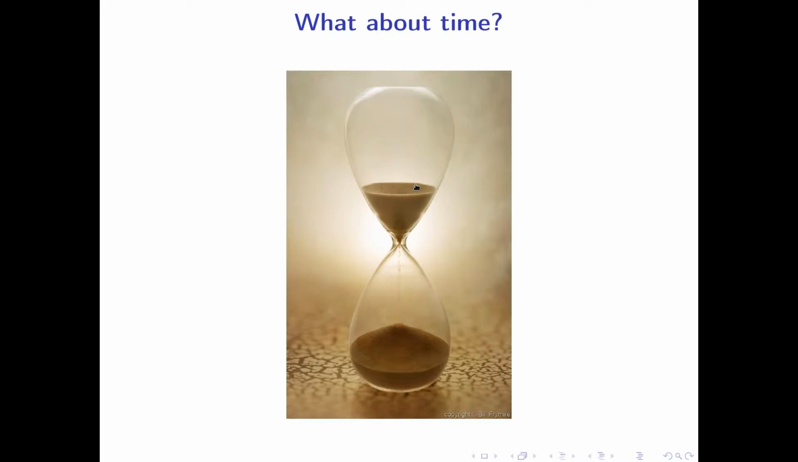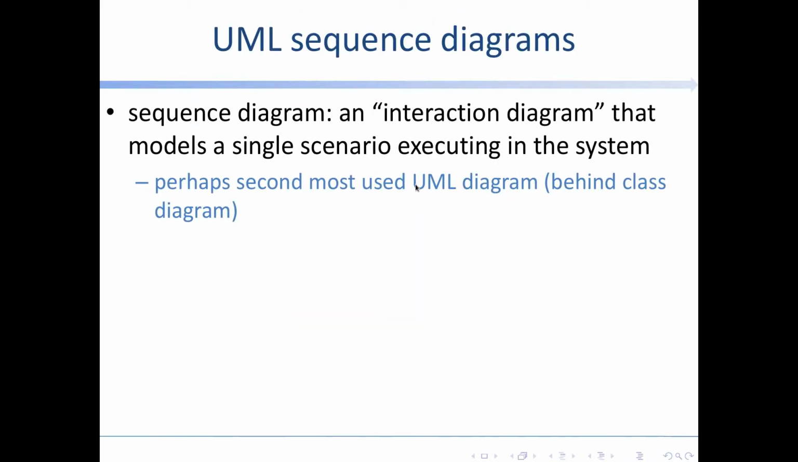Since I mentioned time, let's look at a diagram made especially to denote timing information, and that's a sequence diagram. I'm in the UML sequence diagram slide. It's basically an interaction diagram that models a scenario executing in a system. So it's like a user story. You're talking about one story, and you're showing the steps happening in time in your system. It's said that this diagram is the second most used UML diagram after the class diagram. So it's a very important diagram. It's very useful.